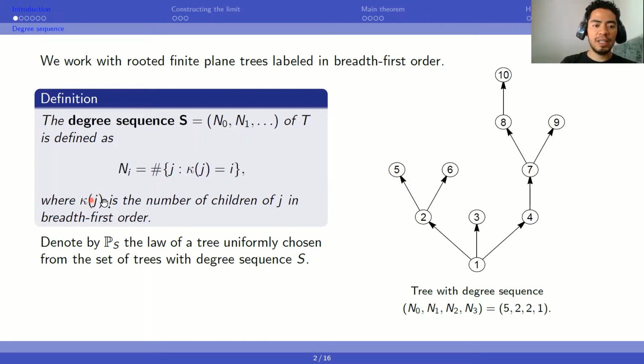If kappa j is the number of children of vertex j, then for a degree sequence S, Ni represents the number of individuals having i children. In this case, N3 equals 1 means there is just one vertex, the root, which has 3 children. And N0 equals 5 means there are 5 individuals which have no children. We denote by PS the law of a tree uniformly chosen from the set of trees with degree sequence S.